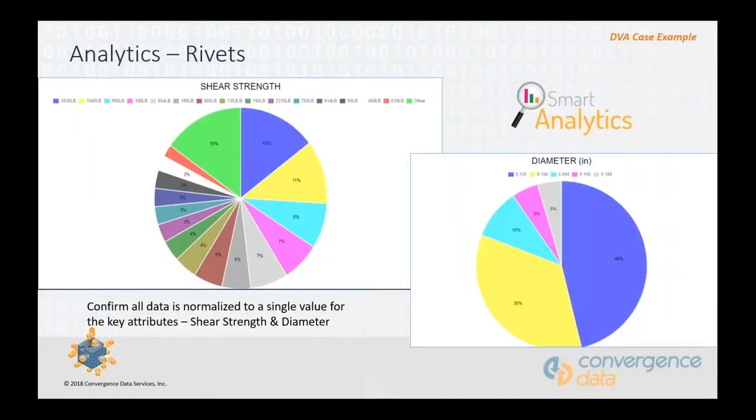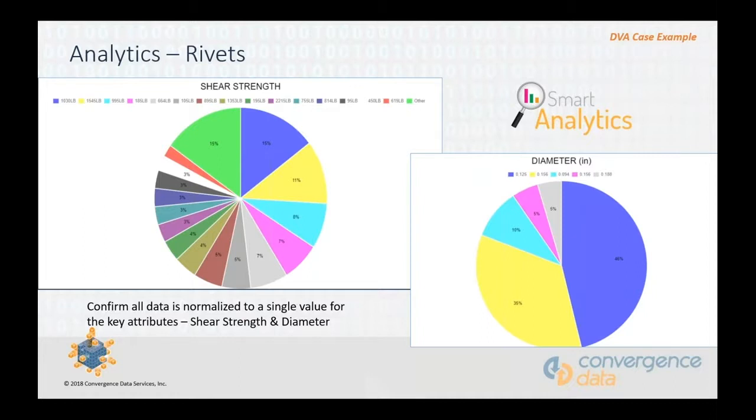Now that you've got good population rates on your key attributes, let's look at analyzing a few of them. One of those key attributes was shear strength. So for the rivets, here are all of the different shear strengths and the most common shear strengths for the rivet. This is something that your company probably has no idea about when they're buying rivets: what are the most common and least common rivets by shear strength. So your DVA analysis will expose some really interesting analytics that they may have never seen before or ever really knew because they didn't have good data.